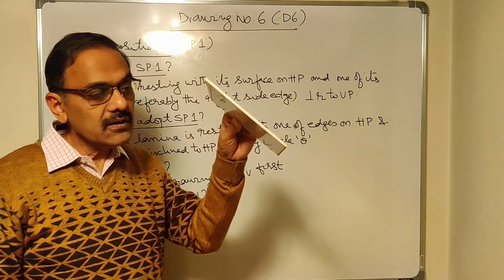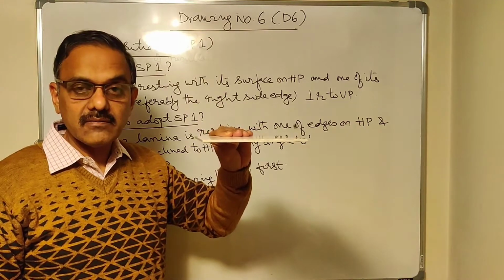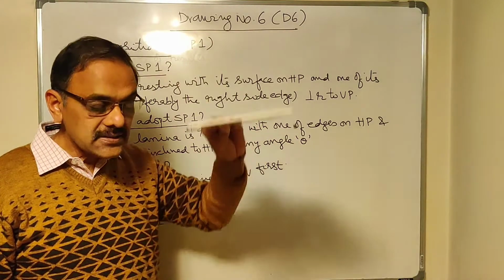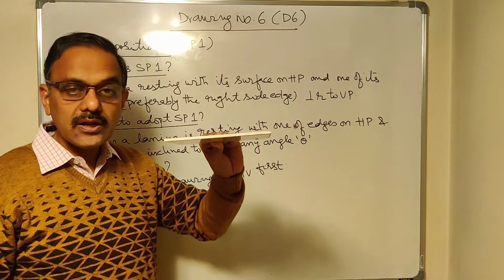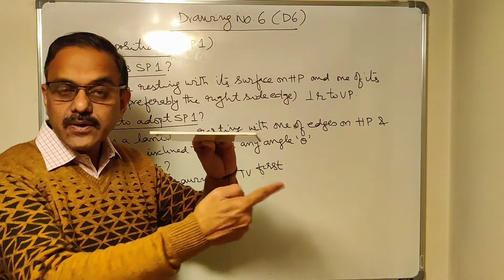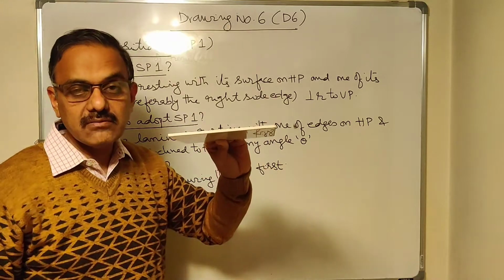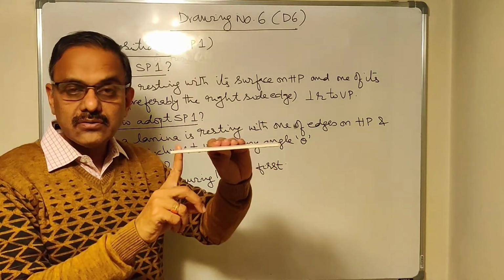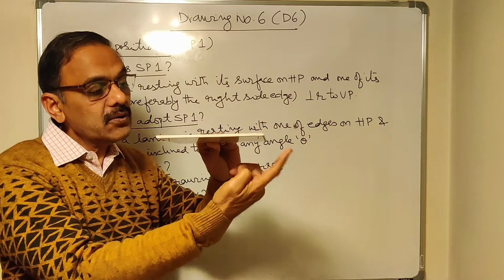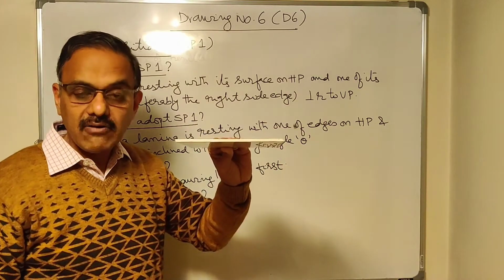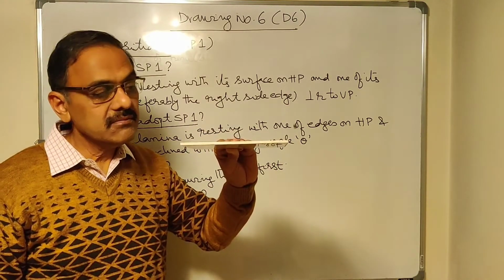And what is SP1? This is SP1. You are keeping the entire surface on HP and you are taking one of the edges perpendicular to VP, preferably the right side edge. You can take this edge also. I prefer to take it on the right side. I will tell you why. There is some advantage.